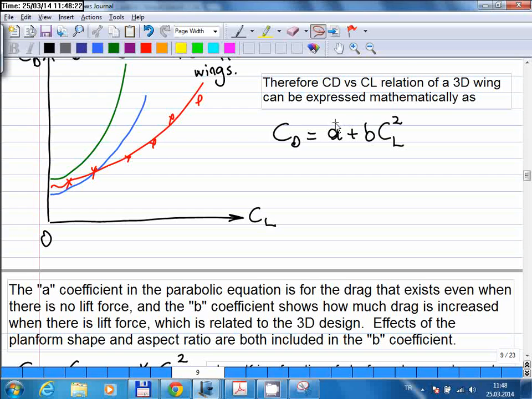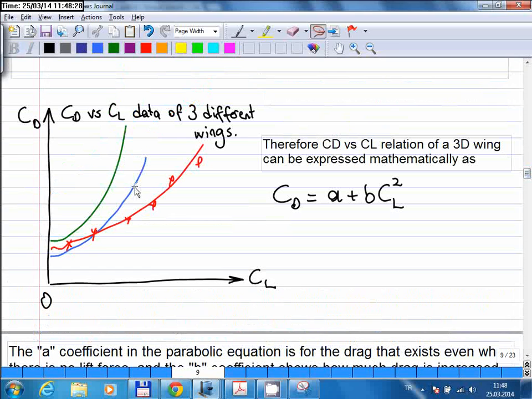But obviously these values depend on your aircraft design. So if you have a different design, your curve will look different. That means the A and B values will be different depending on how different your aircraft design is. So out of these three designs, which one do you think is the best in terms of aerodynamic performance?